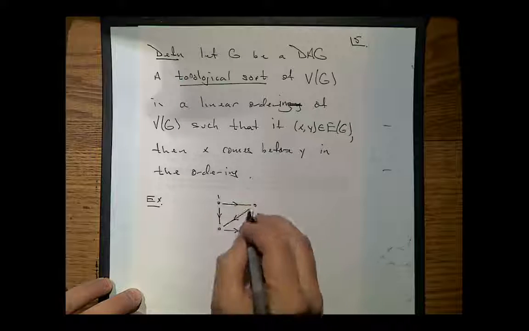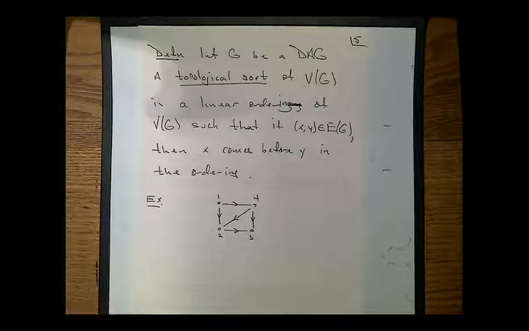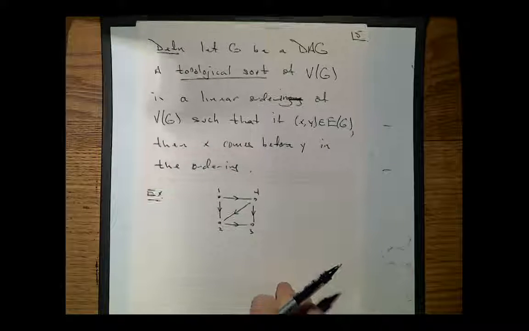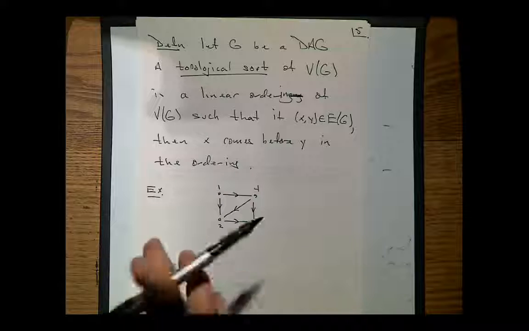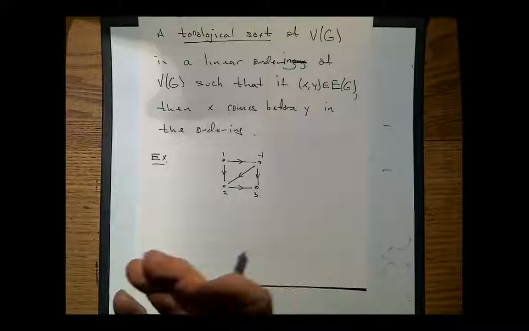Let's label the vertices. I don't know why I labeled them in that order. Okay, notice there are no directed cycles, right? Look, try as you might, you can't find one. If I just reversed one or two edges, I could get directed cycles, but it depends entirely on the directions.